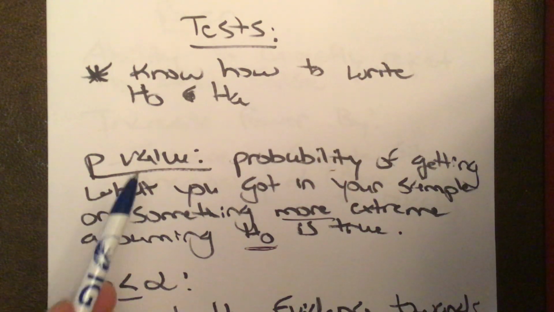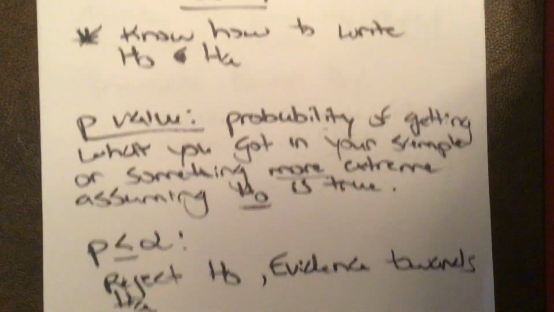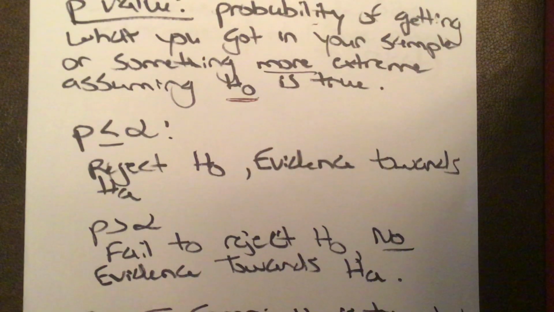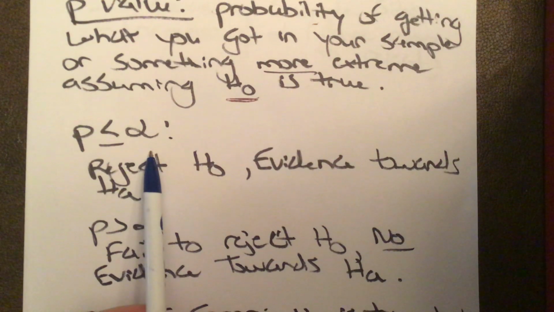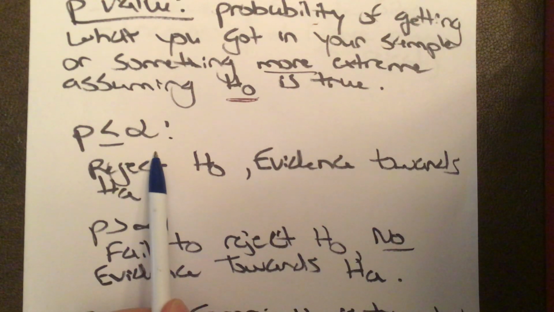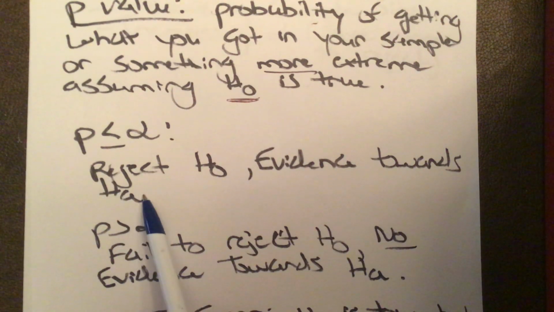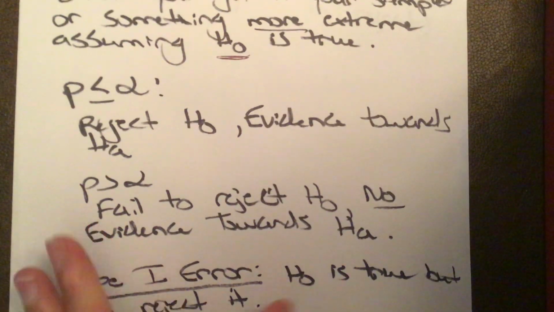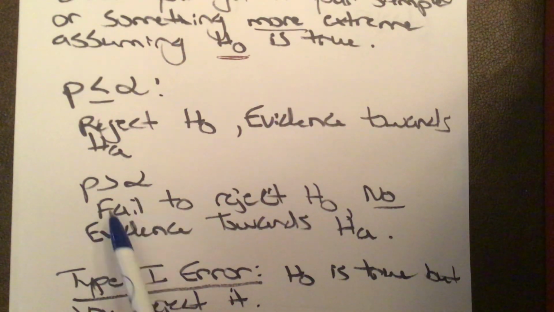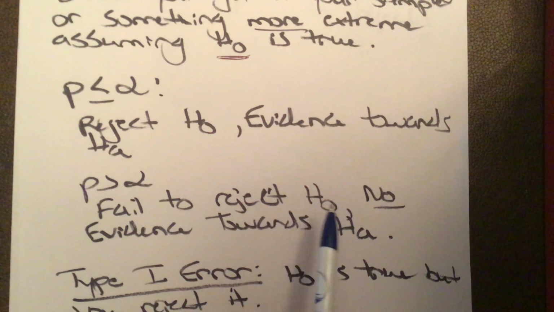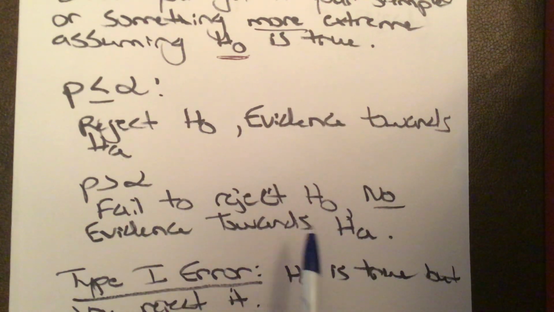And also know how, if they give you a p-value, how to make the right conclusion and how to word your conclusions. So if your p is less than or equal to your alpha, if they don't tell you one, remember you use 0.05, you reject the Ho and you have evidence towards the Ha. Okay, it's always a two-part conclusion. If your p is too big, it's bigger than your alpha, then you fail to reject the Ho and you have no evidence towards the Ha. Again, a two-part conclusion.